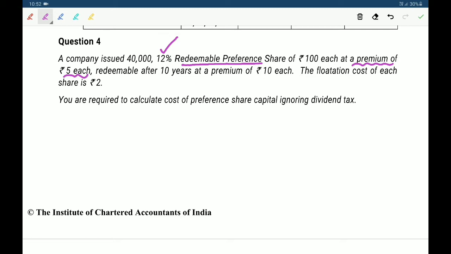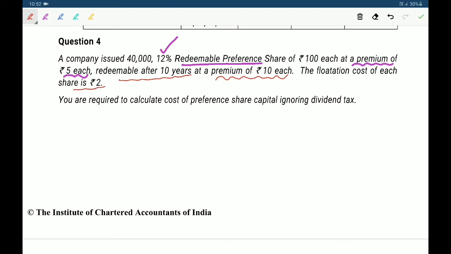Next, redeemable after 10 years, n equals 10 years, at a premium of 10 rupees each. That means issued at a premium of 5 rupees, redeemable at a premium of 10 rupees each. The flotation cost of each share is 2 rupees. Flotation cost, how much? 2 rupees.